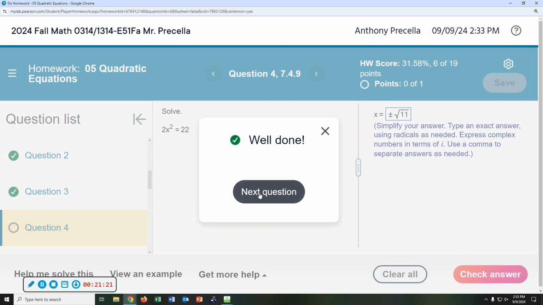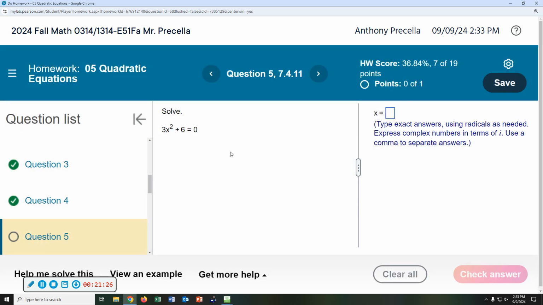Okay, number 5. So with the square root method, it has to be variable squared or something squared equals a number. Variable expression squared equals a number. That's the form that we need. This is number 5. Let me write it down. 3x squared plus 6 equals 0. This equation is definitely not in the form that we need.